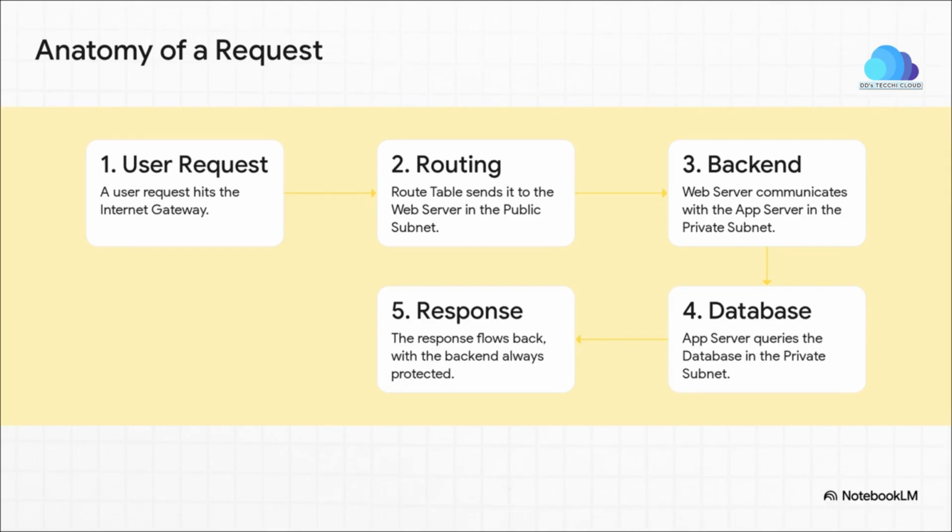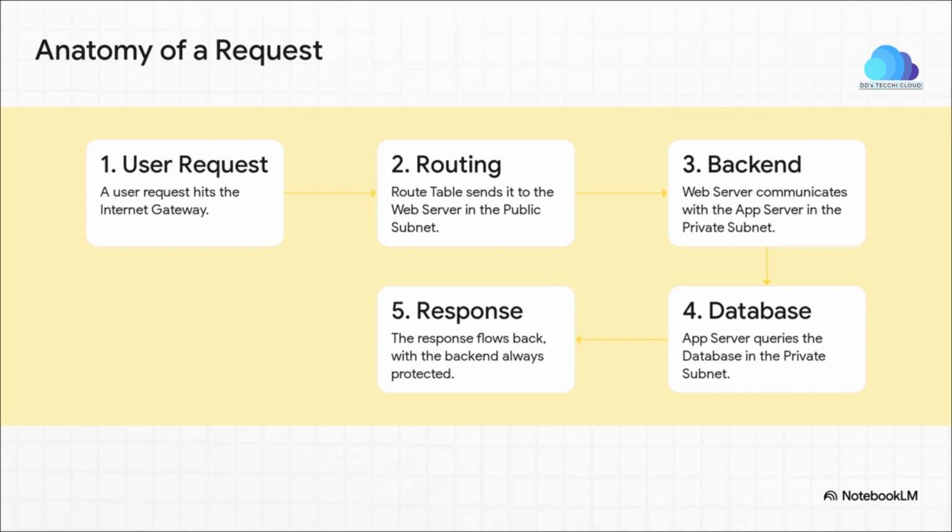Step 1. A user types your website address into their browser. That request flies across the internet and arrives at your front door, the internet gateway. Step 2. The route table for your public subnet sees that request and says, aha, I know exactly where this goes, and it sends it to your web server. That web server lives in the public subnet because it has to be reachable.